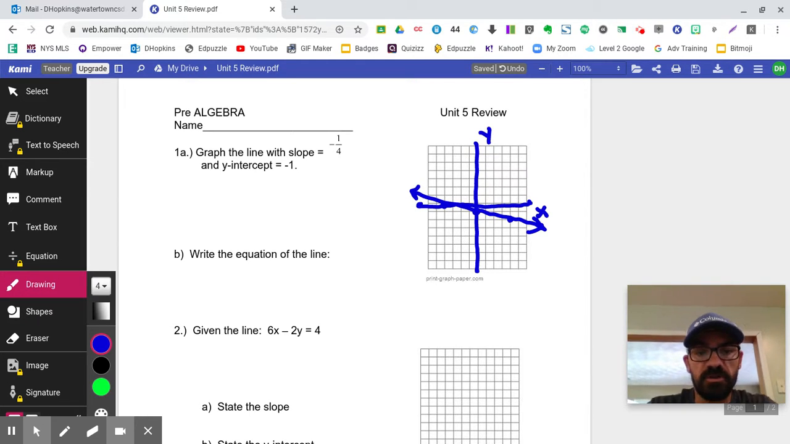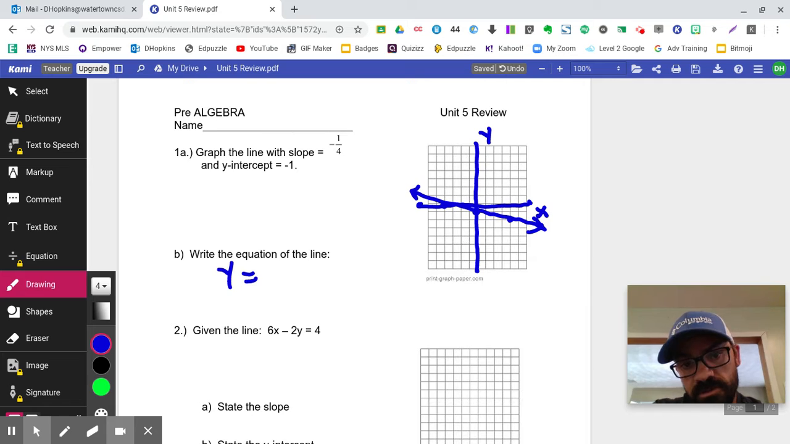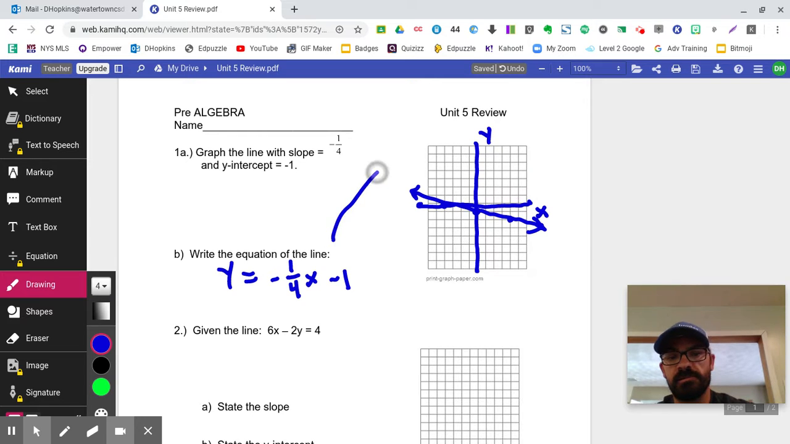Which is part B. It says write the equation of the line. Y equals -1/4 x minus 1. There it is.